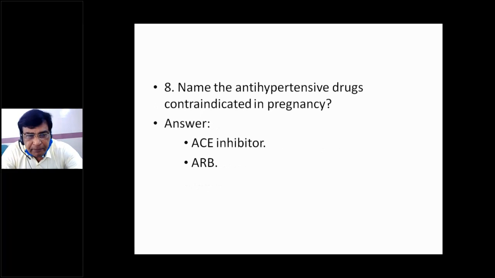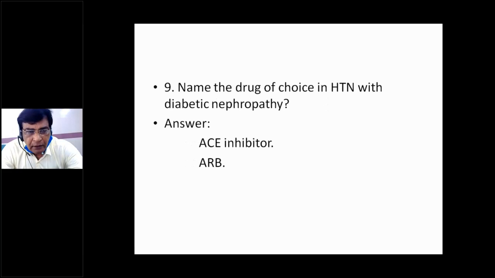Name the antihypertensive drugs contraindicated in pregnancy. Two drugs are contraindicated: one is ACE inhibitor, another is ARB, angiotensin receptor blocker. These 2 drugs are contraindicated in pregnancy. They should not be used in pregnancy. Name the drug of choice in hypertension with diabetic nephropathy. These 2 drugs, ACE inhibitor and ARB, are the preferred drugs in diabetic nephropathy with hypertension.